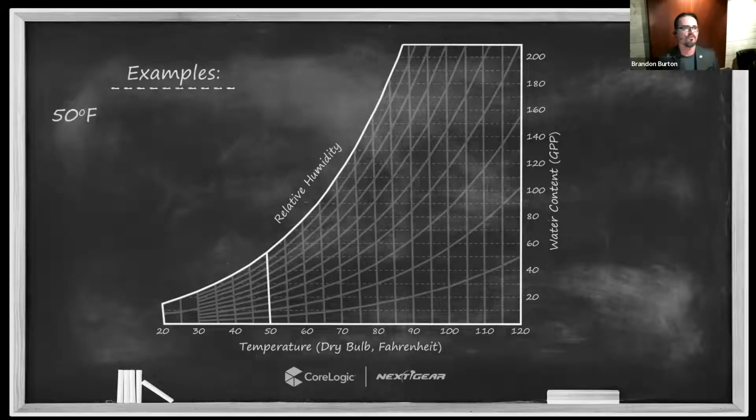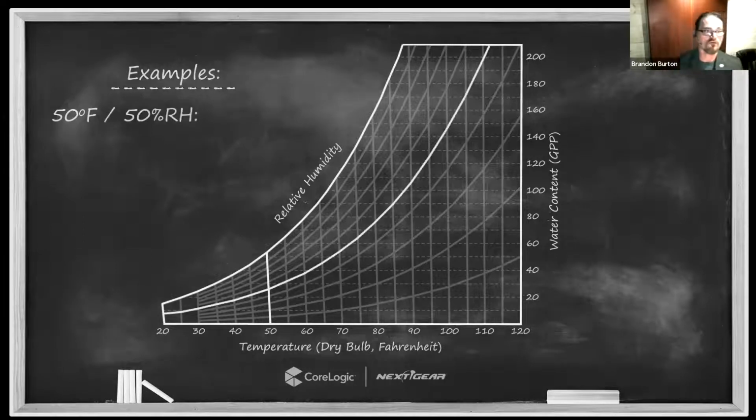Let's say that we had air that was 50 degrees Fahrenheit, right? Notice at the bottom of my chart here, I've got my temperature line. See where the 50 is. That line that goes up from 50 represents 50 degrees Fahrenheit, that whole line there. If that 50-degree air was also at 50% relative humidity, then I would find the curved line through the middle of the chart, and your chart will typically have a relative humidity label on it that'll say 50%.